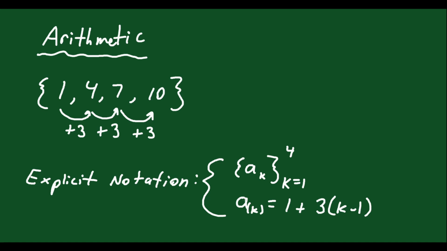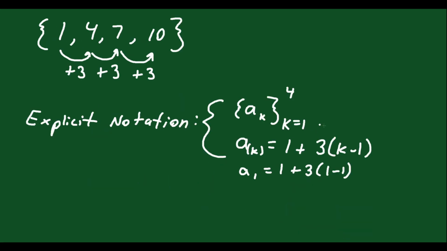So for example, if we're talking about the first term, K represents the number of the term. So if you wanted to find A1, the first term, you plug in 1 for K. So you'd have 1 plus 3 times (1 minus 1). Well, we know 1 minus 1 is 0, so this would just go away and you'd be left with 1. So the first term is 1.